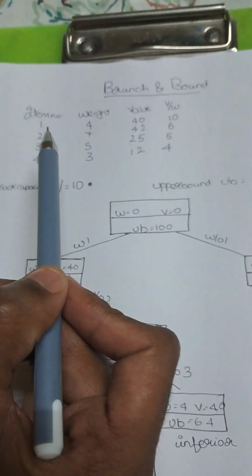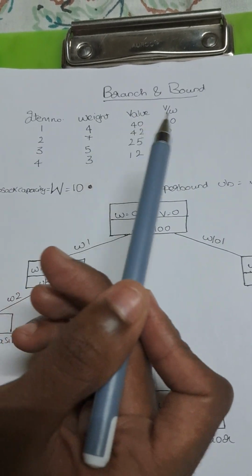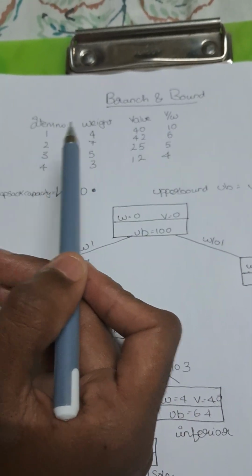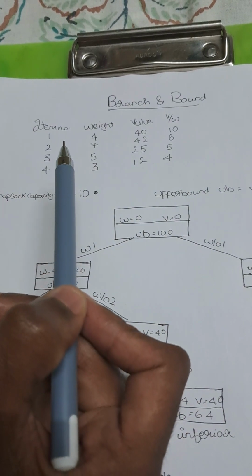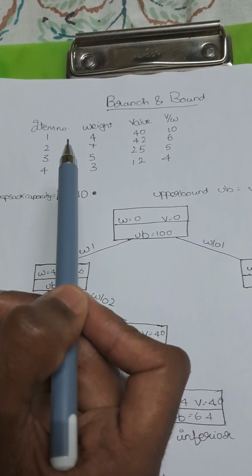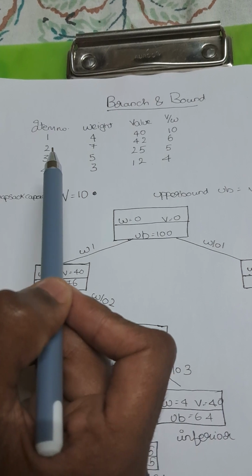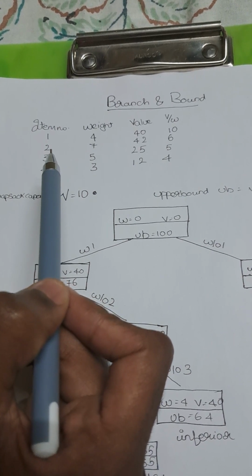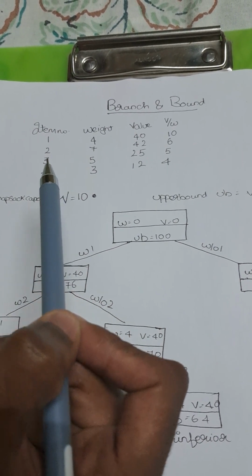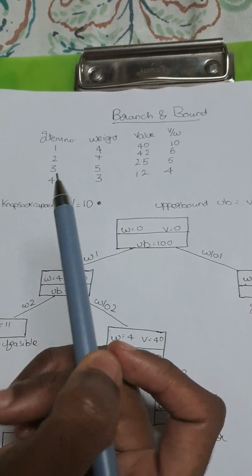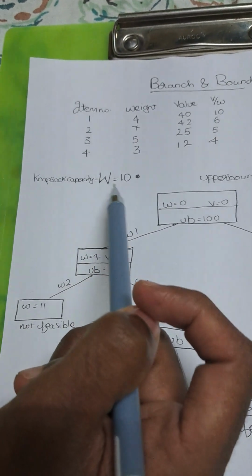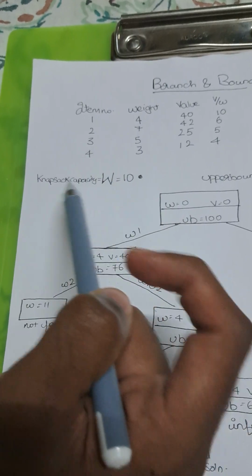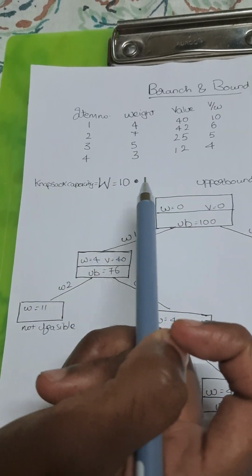So first, for the first item, 40 divided by 4 is 10. Then for the second item, 42 divided by 7 is 6. Then for the third item, 25 divided by 5 is 5. And for the fourth item, 12 divided by 3 is 4. And the knapsack capacity, that is the weight of the bag, is equal to 10.